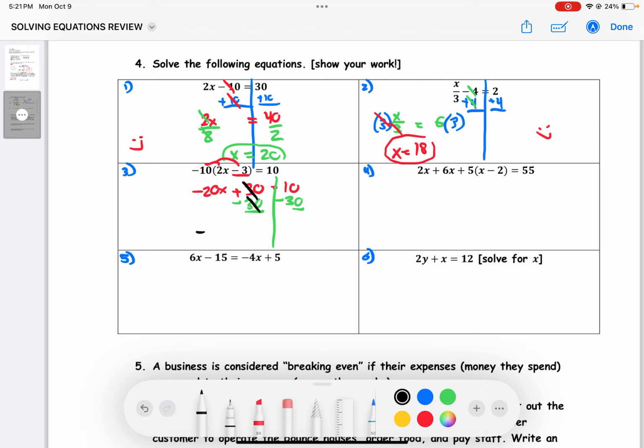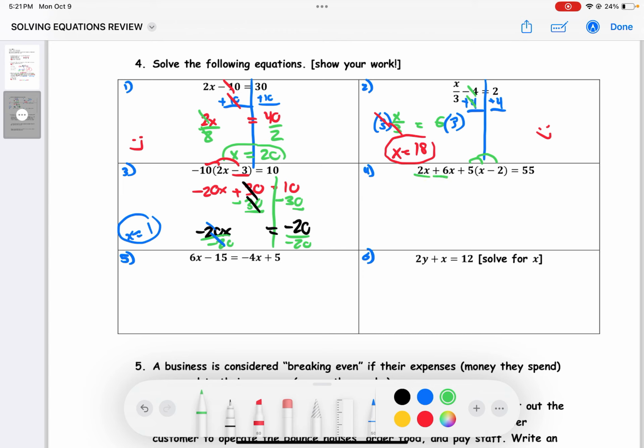Those cancel, and negative 20x equals 10 minus 30 is negative 20. And then the opposite of multiplying by negative 20 is dividing by negative 20. And negative 20 divided by negative 20 is positive 1. And we're done there. Number 4, first question, can I distribute? And the answer is yes.